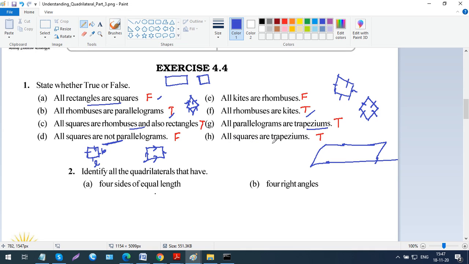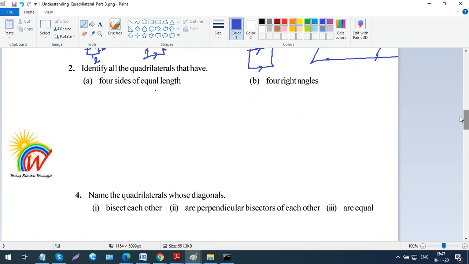All squares are trapeziums. Yes, squares are also trapeziums, because according to the rule, a trapezium should have one pair of sides parallel, and a square has one of the sides parallel. Definitely the other side is also parallel. That's not a concern, but one pair is definitely satisfied. So that is a trapezium. So it's true. Now identify all the quadrilaterals that have four sides of equal length. So for four equal sides, one is a square. A square has all four sides equal. Then you have a rhombus. A rhombus also has four sides equal, right?